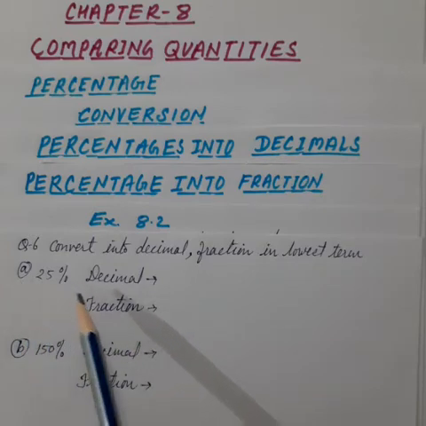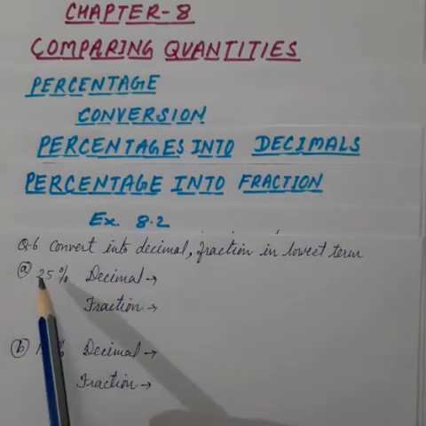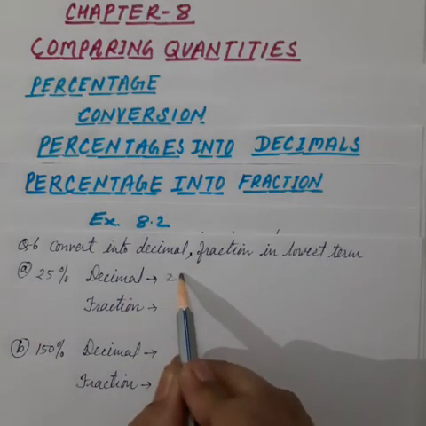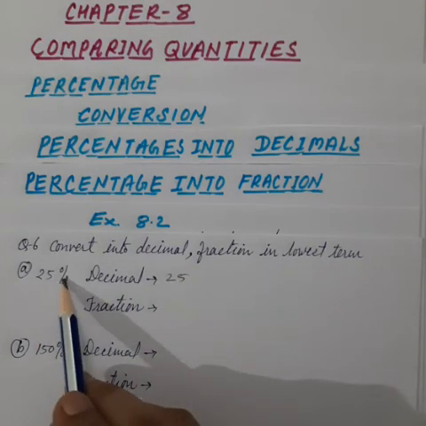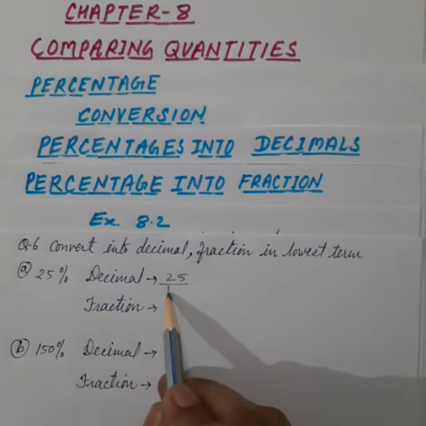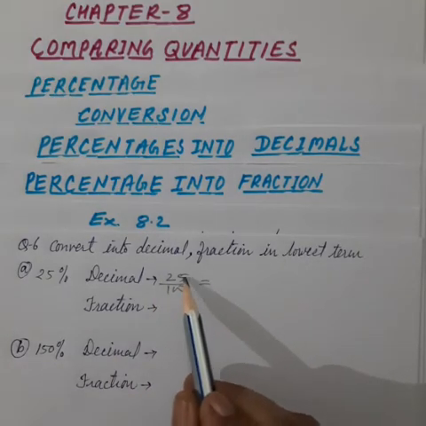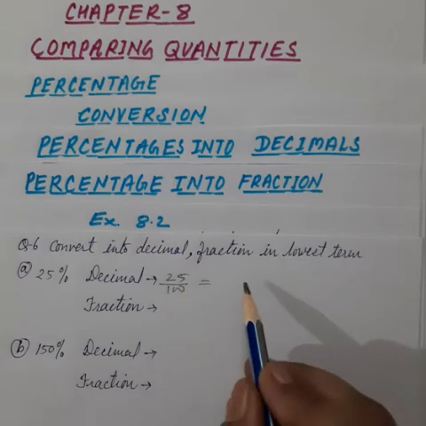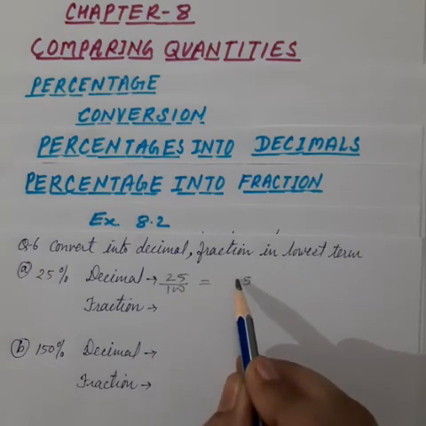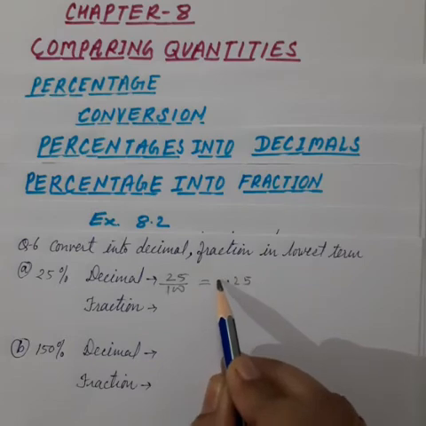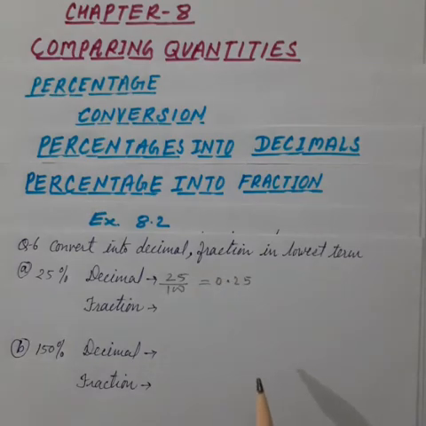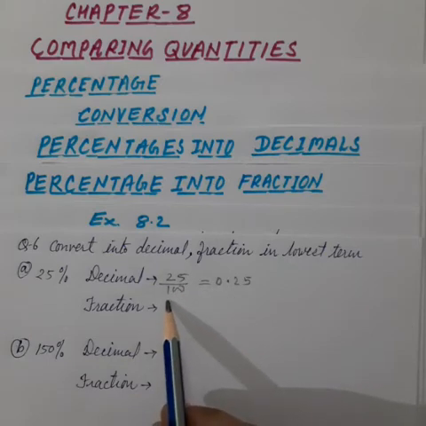A. 25%. First in decimal: 25, and remove this percent sign by dividing by 100. Now this is 25 hundredths, which means there are two places after the decimal point. 5, 2, then the decimal point will come. So it is 0.25. Now into fraction, this is the fraction 25 by 100.